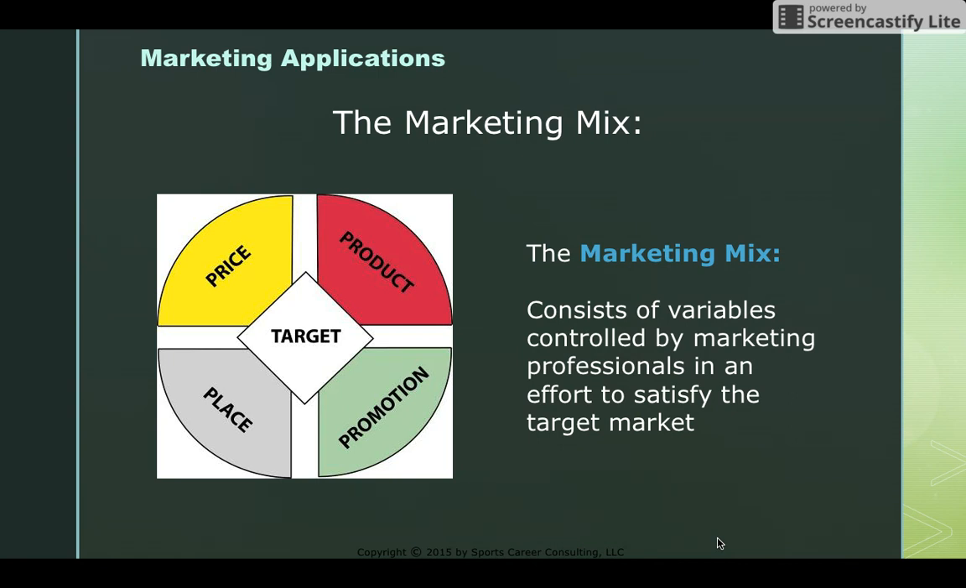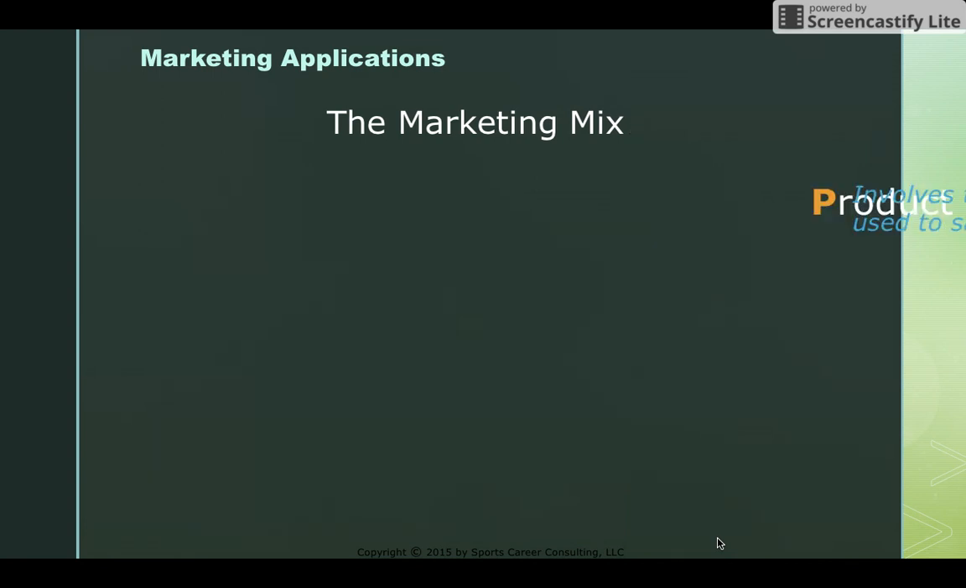The marketing mix consists of variables controlled by marketing professionals in an effort to satisfy the target market. It is composed of 4 different sections, which are commonly referred to as the 4 Ps. So the 4 Ps and the marketing mix are essentially the same thing. And as you can see from the image, the 4 Ps are price, product, place, and promotion, which all revolves around the target market, which we will get into what a target market is. But first, we'll go through what the 4 Ps are and what they entail.